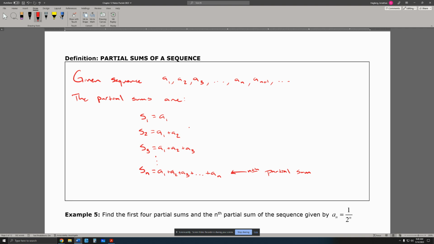And so these partial sums can be defined by their term numbers. So S1 would be the first partial sum, or S2 would be the second partial sum, and then all the way down to S sub n would be the nth partial sum. And likewise, we can define a sequence of the partial sums as well. So S1, S2, S3, and so on, all the way up to S sub n plus 1. This is the sequence of partial sums.